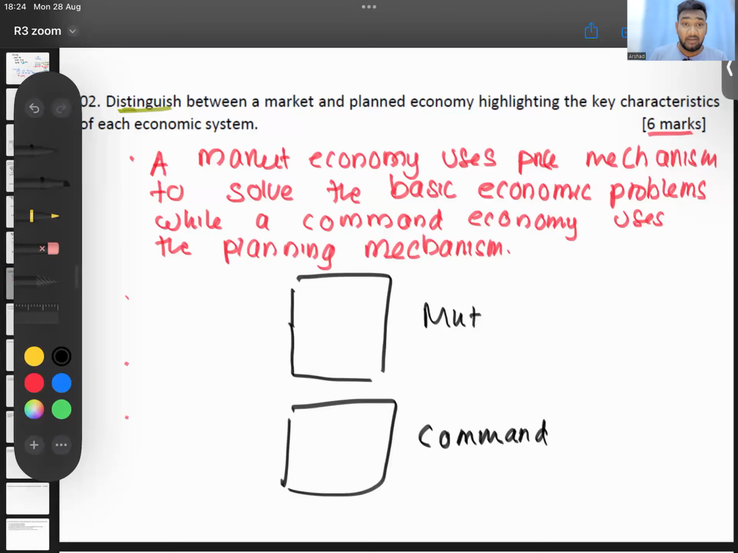You can then say, on the other hand, a command economy uses the planning mechanism to answer the basic economic problem. Resources are owned by the government. So then it has to be in two proper paragraphs like that, or in the first format that I showed. Please don't draw a table and put that. Write the two definitions, market and command, then write the differences in point form. As long as it's properly there, it's okay. Is that clear, guys? The answer format. Now, these are not hard questions.